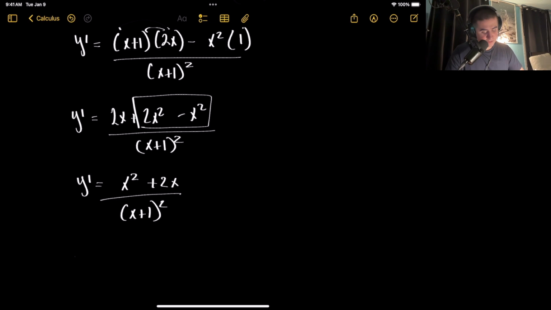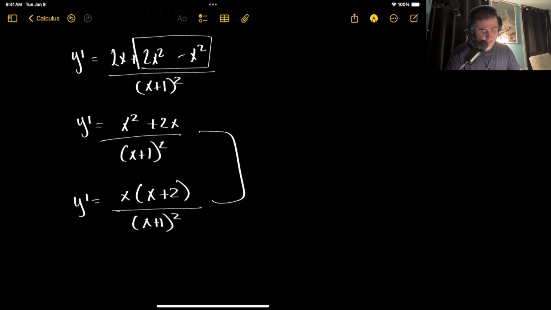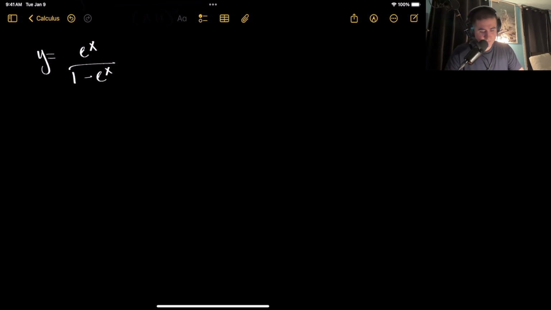Now, if you'd like, you could also leave the answer by factoring out an x at the top and just having x plus 2 in the numerator and (x plus 1) squared in the denominator. Either one of these two would be your answer. All right, so here we have another function. We'll use the quotient rule, of course.